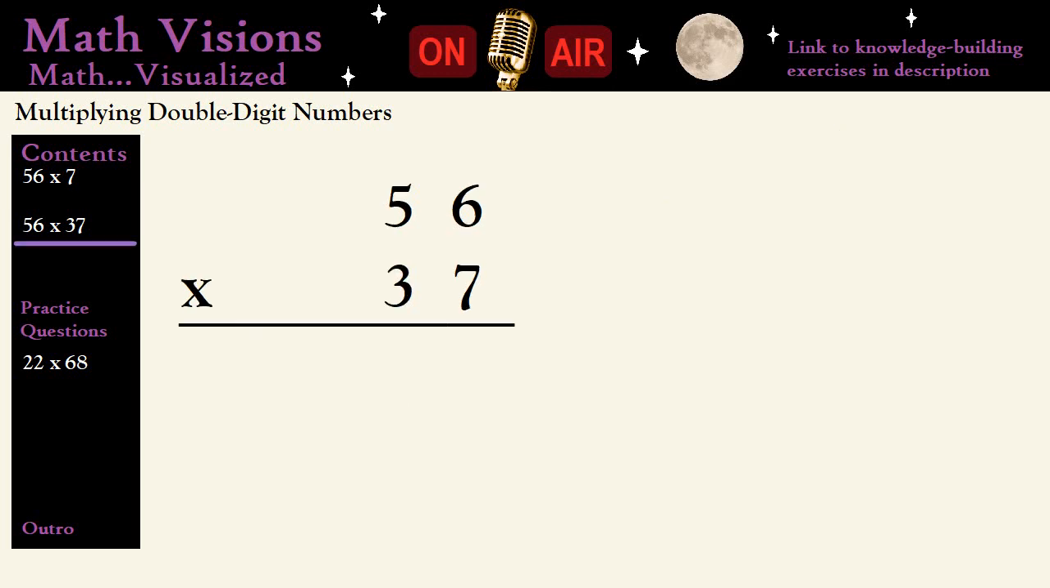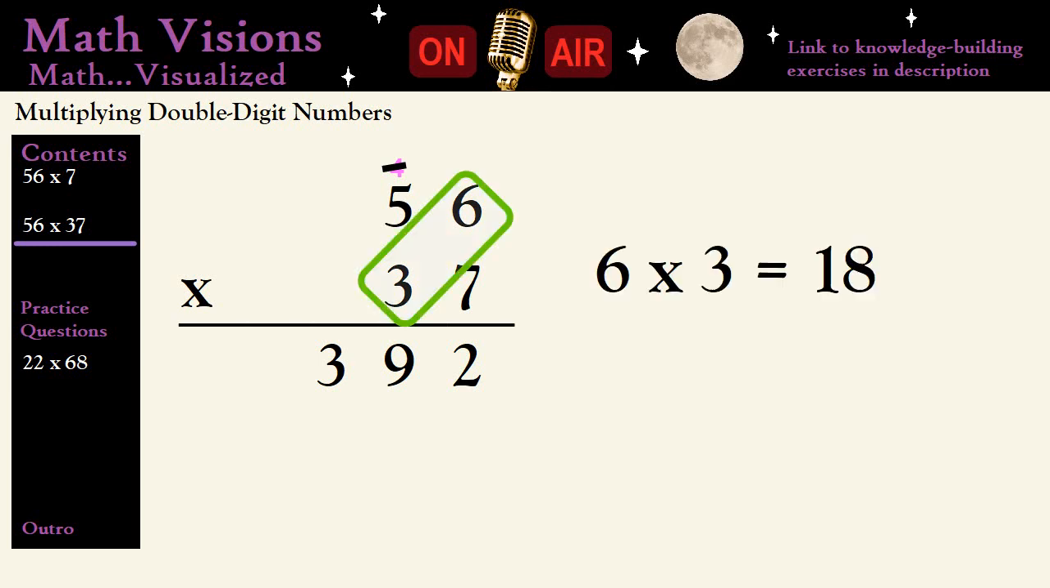How about 56 times 37? First, we'll multiply 56 by 7 as we did in our previous example. After this, we scratch through the 4 above the 5 in 56 since it already served its purpose in multiplying 56 by 7. Next, we multiply the 6 in 56 by the 3 in 37.